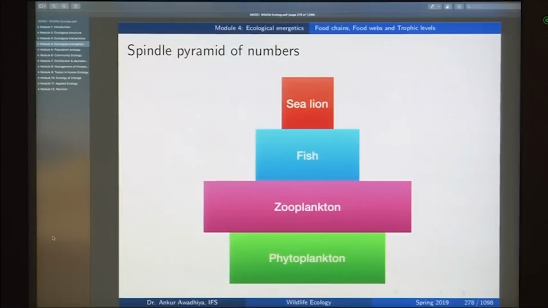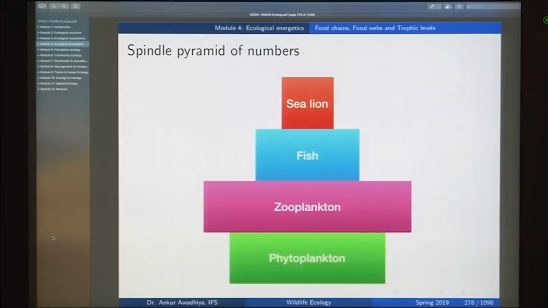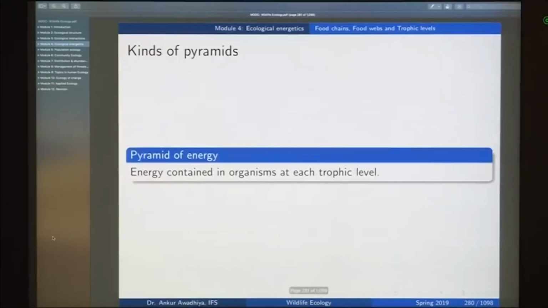Or you can have some other spindle pyramid of numbers, like phytoplankton, zooplankton, fish and sea lion. Here again it is spindle in shape, because the number of sea lions is less than the number of fish, which is less than the number of zooplankton. But in this case you have a small number of phytoplankton supporting a larger number of zooplankton, probably because the phytoplankton are reproducing at a much faster rate as compared to the zooplankton. It can even be a dumbbell shape, such as grass, rabbit and fleas.